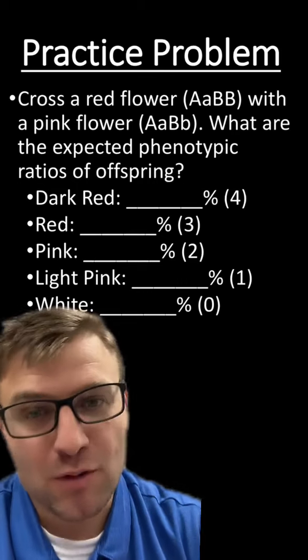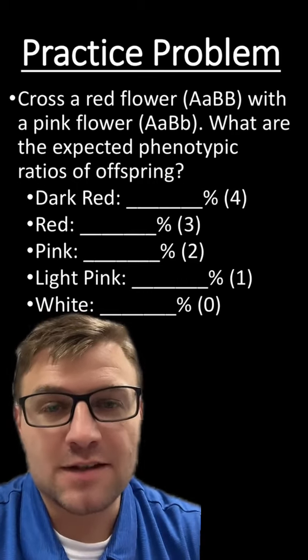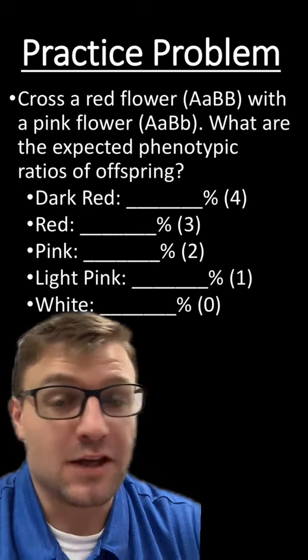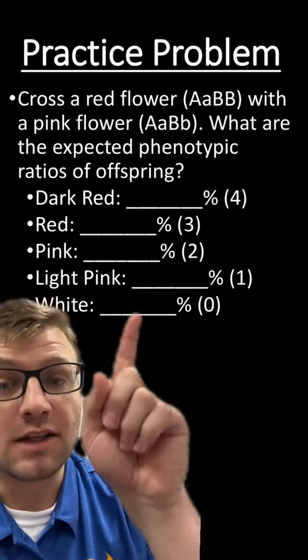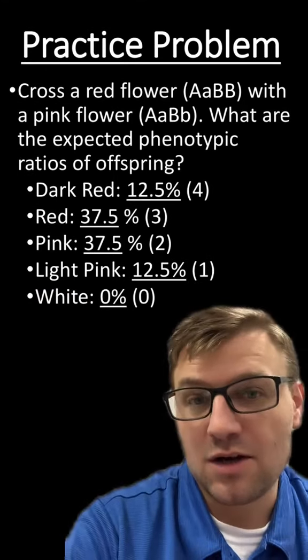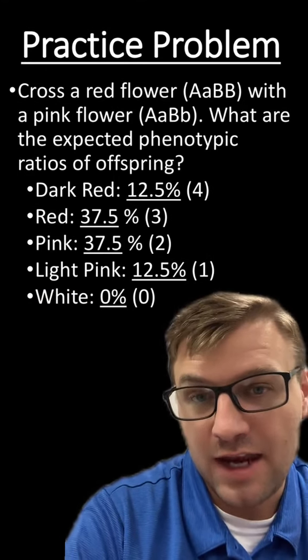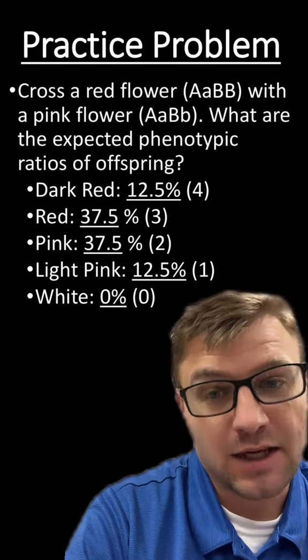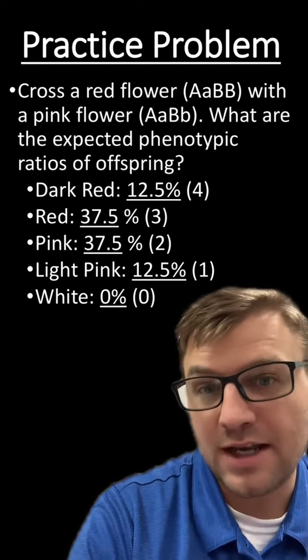Now again, let's go back to the problem. It says, what are the expected phenotypical ratios of the offspring? And if you look, I add the number of dominant alleles for the different phenotypes. Here are the answers. 1 out of 8 of them will be dark red and light pink, while 3 out of 8 will be red and pink.